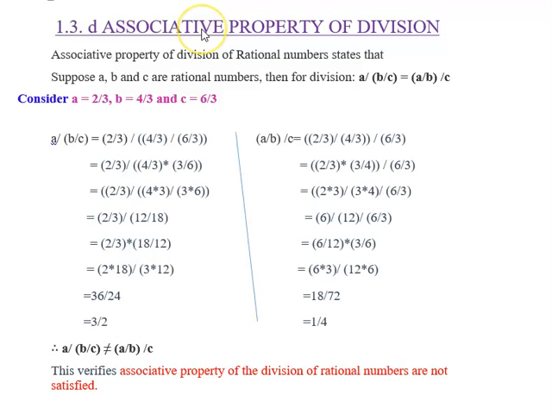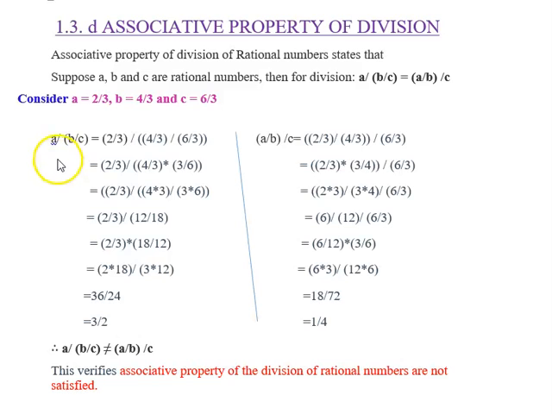The next property is associative property of division. Associative property of division of rational numbers states that suppose a, b and c are rational numbers, then for division, (a divided by b) divided by c is equal to a divided by (b divided by c). So we'll check this equation with an example. So consider a as 2 by 3, b as 4 by 3 and c as 6 by 3.